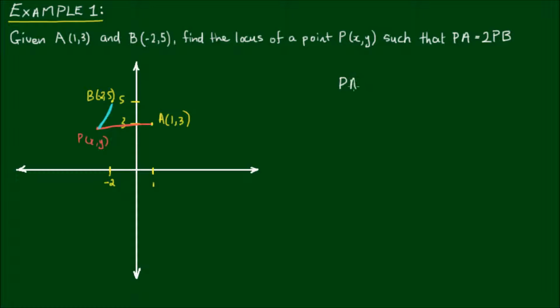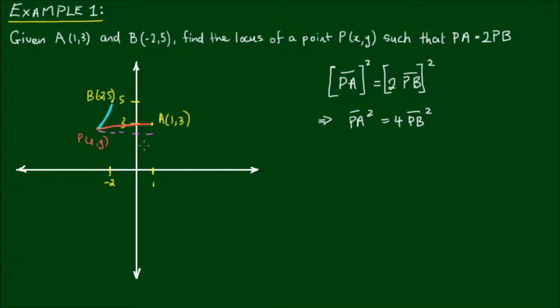Now we are given that PA is equal to 2 PB, and the over bars are just to represent they are distances. So if I square both sides, we have the distance PA squared, and if I square the left hand side, I have to square the whole of the right hand side. So this gives us PA squared is equal to 4 times PB squared.